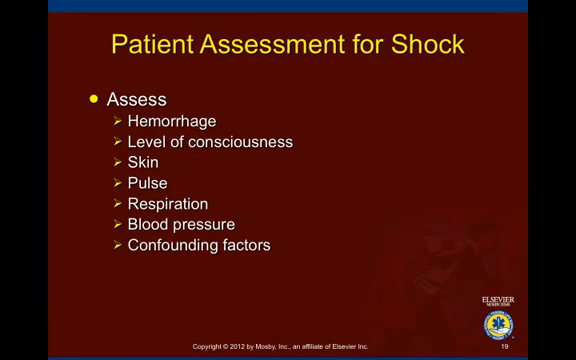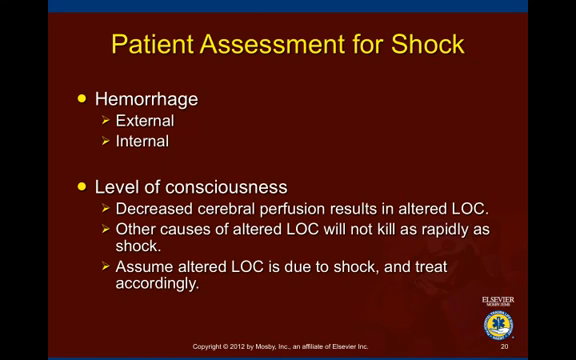So now we're going to talk about assessment and treatment of shock. And we're going to look for hemorrhage. We're going to look for the signs of shock with the altered level of consciousness, the skin changes in terms of color, temperature, and moisture. Look for cool, pale, clammy skin. We're going to look for tachycardia, the elevated heart rate, as well as the loss of peripheral pulses. Look for tachypnea, the elevated respiratory rate. And eventually we're going to look for hypotension when actual measured blood pressure is lower than we would expect.